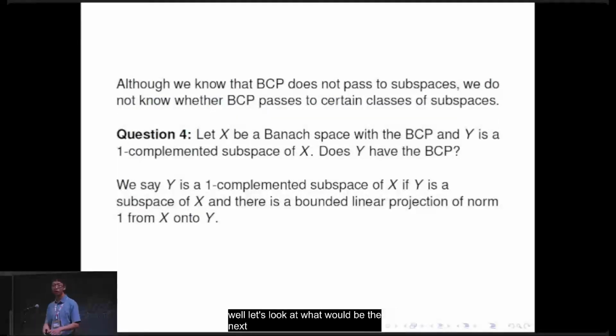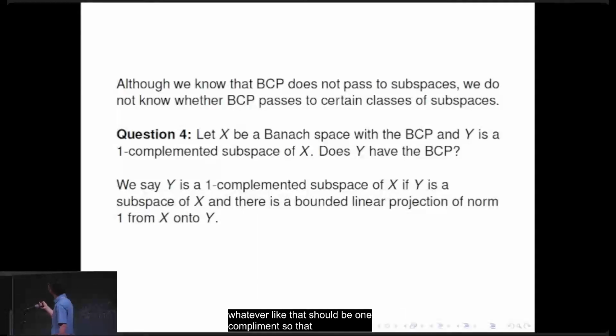Let's look at what would be the next question. This is also natural for functional analysts: you have a property for a larger space, what about some class of subspaces that may preserve this property? The natural class of subspaces is the complemented subspaces of a Banach space, especially because this is a geometric property. So we would like to look at one-complemented subspaces, because you can make a projection, not orthogonal or whatever like that. It should be one-complemented.